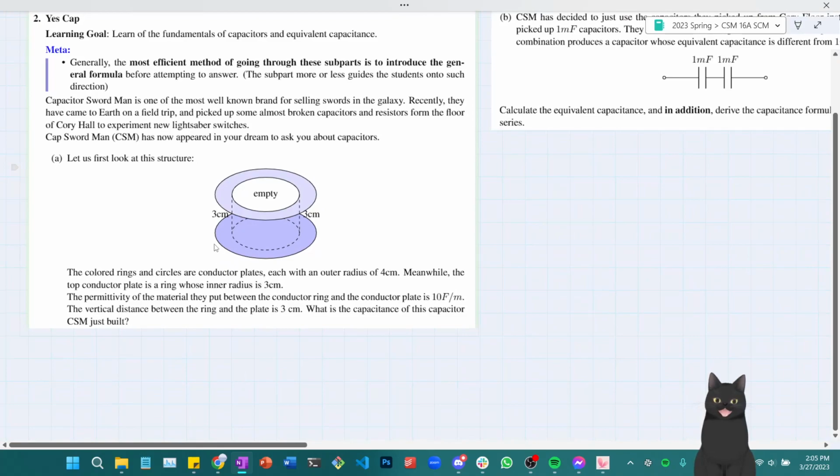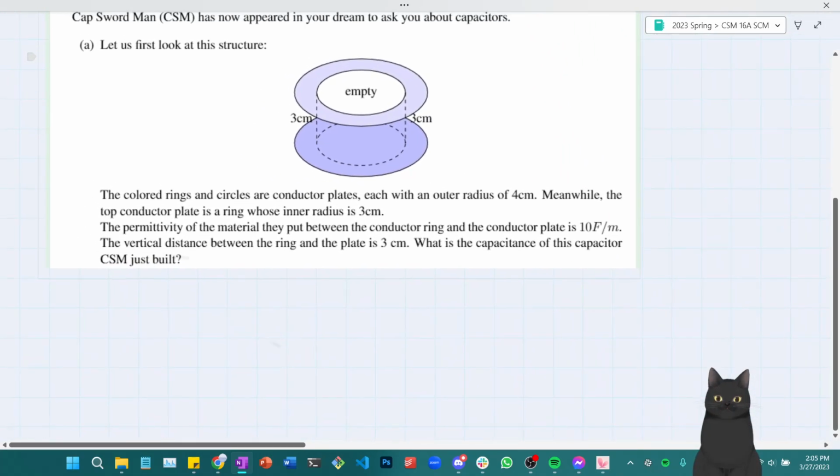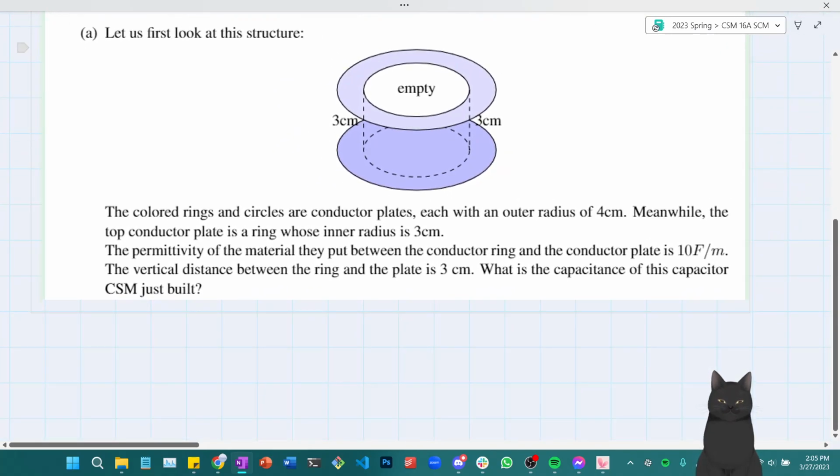Now we're going to look at a somewhat design-like question where the question title is called Yes Cap, and we're going to be looking at more fundamentals about the capacitor, this time focusing on the parallel and series interaction of capacitors. So let's first review capacitance and how capacitance is calculated by using part A.